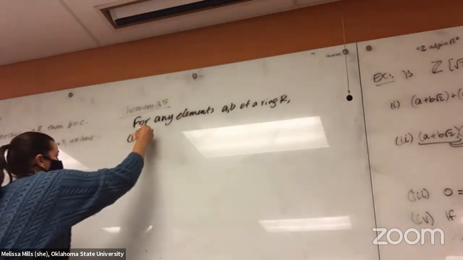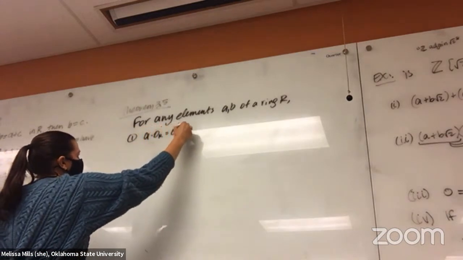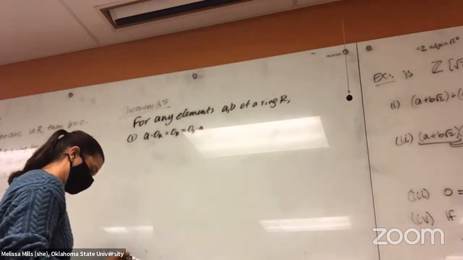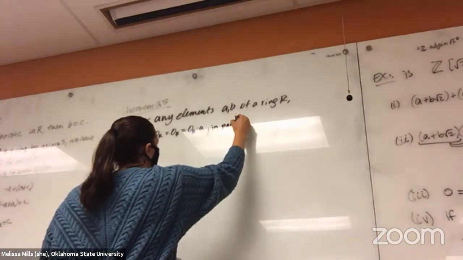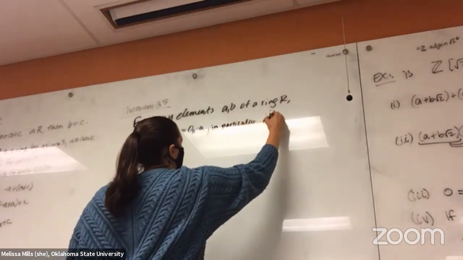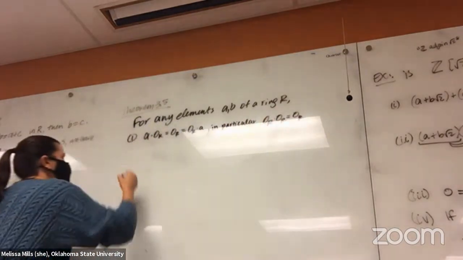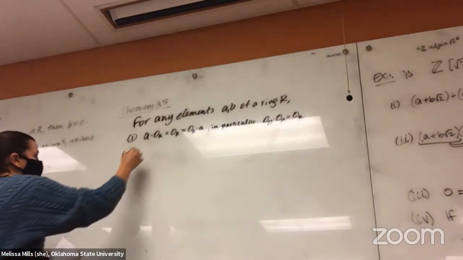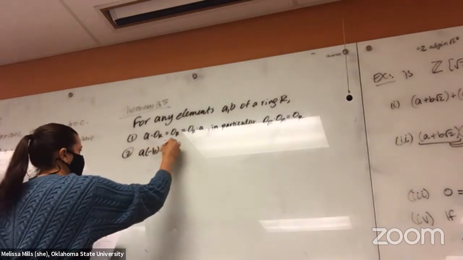So we'll have A times 0R equals 0R equals 0R times A. And in particular, 0R times 0R equals 0R. Second one: A times minus B equals minus AB.